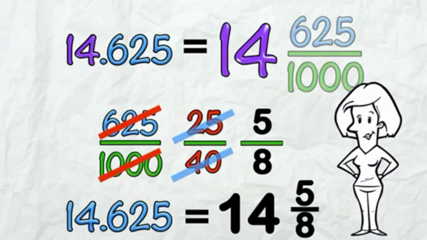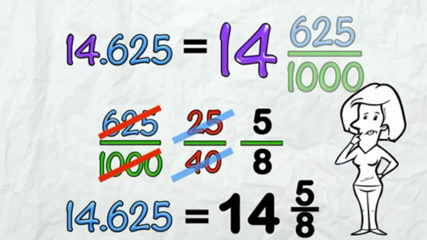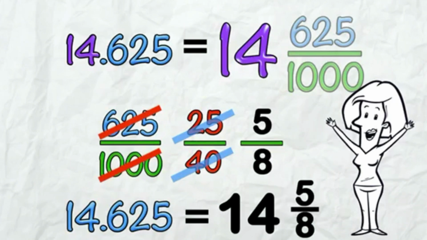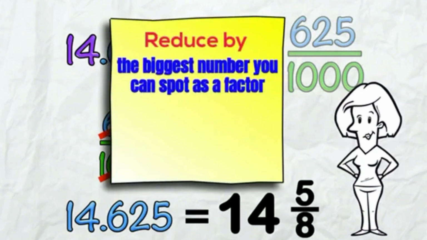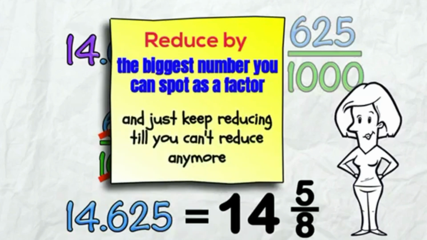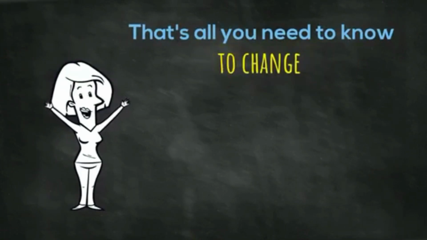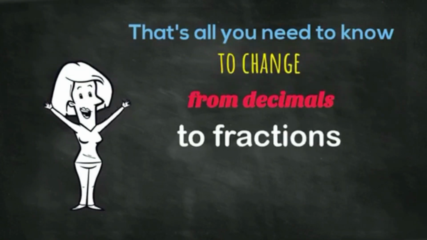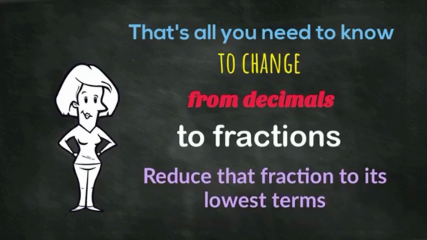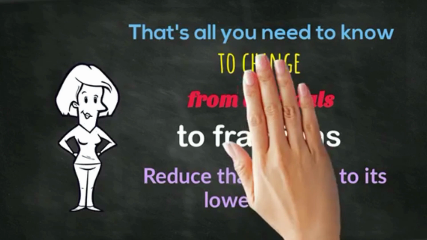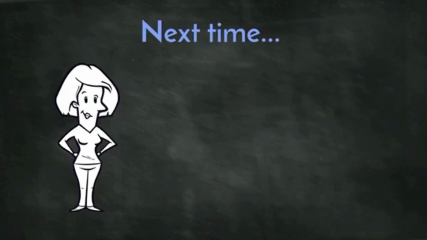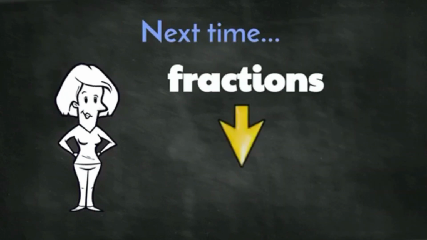Keep in mind, different people might choose different values to reduce by. I could have started with 5, and that's okay too. Go with the biggest number you can spot as a factor and just keep on reducing till you can't reduce any more. And that's all you need to know to change from decimals to fractions. Always remember to reduce that fraction to its lowest terms and you'll do great. Now let's do math. And next time we'll go the other way, from fractions to decimals.